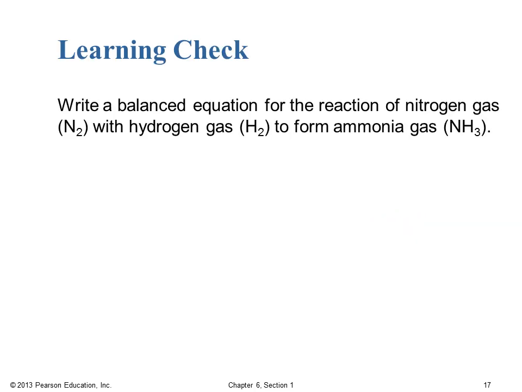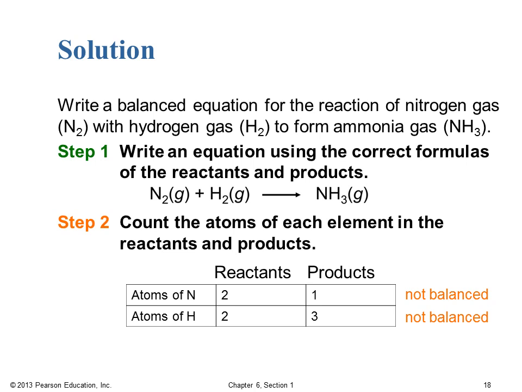Here it's asking us to write a balanced equation for the reaction of nitrogen gas and hydrogen gas to form ammonia gas. We'll go through and explain the steps. First we want to write the chemical equation, so the first thing to look at is what's the reactants and what's the products. You have a reaction of nitrogen gas and hydrogen gas, so that's going to be our reactants, N2 and H2. And we're going to form ammonia, NH3, so that's going to be our product.